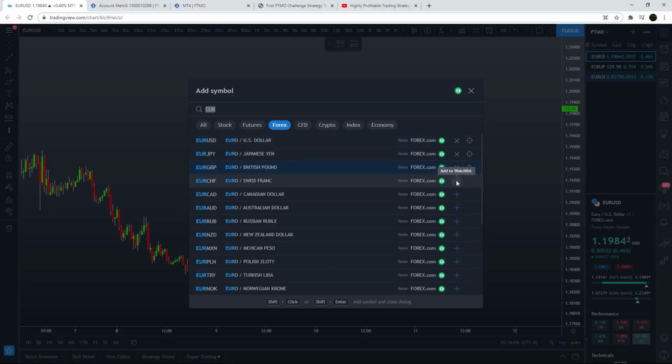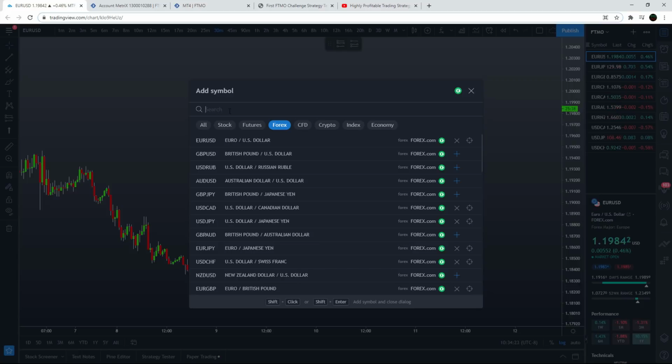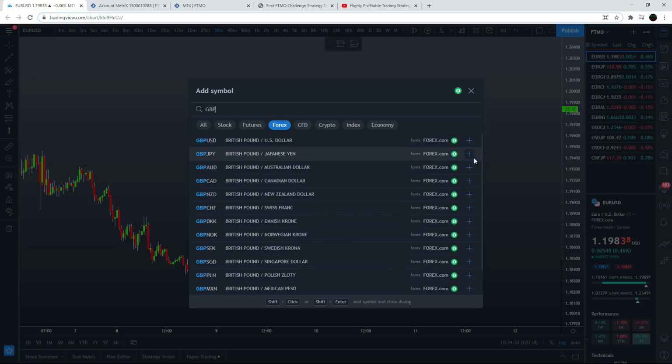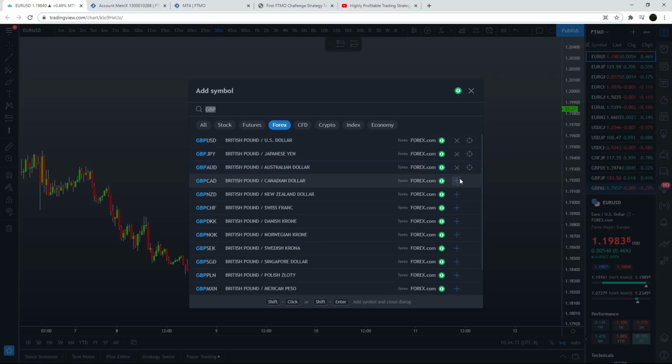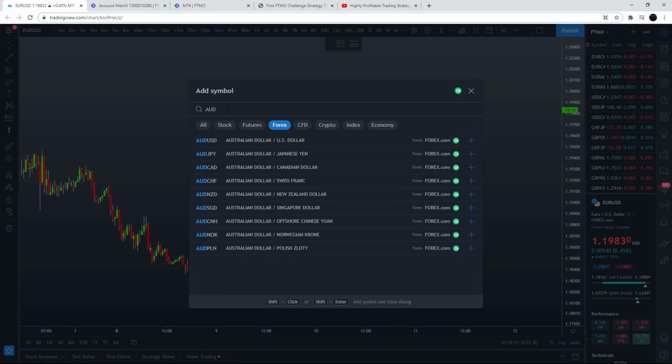Okay, so let's go through, and that's it for the Euro pairs. Now let's go to the US dollar pairs, and starting with here, skipping that one. And that's it for the US dollar pairs. Let's go to the Swiss franc, just one here. And then we're gonna go to the pound, lots of pairs here. All right, that's it for the pound. And then we're going to go to the Australian dollar.